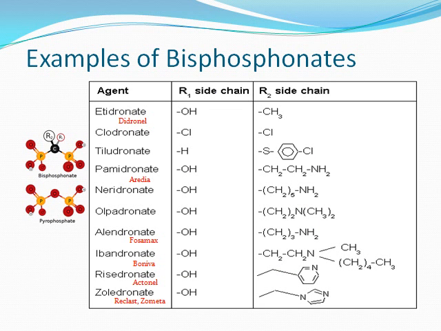And here's some example of some bisphosphonates. You can see that the R2 side chain of the newer ones contain nitrogen, and this makes them much more potent than the older ones like didronel, which do not have nitrogen in the R2 side chain.